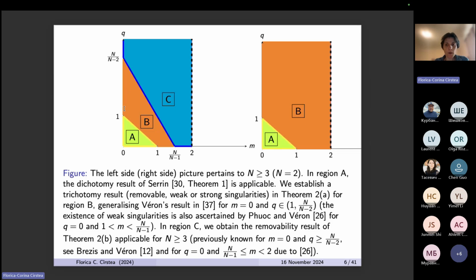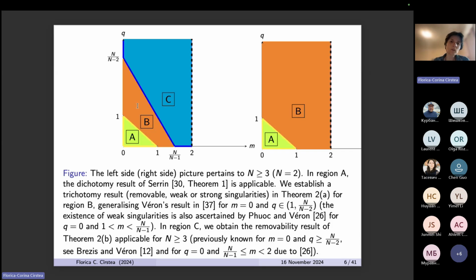If we look now at the orange region, what we do is establish a trichotomy result, removability or weak singularities or strong singularities, by generalizing Veron's result, which was in the case when m is 0 and q between 1 and n over n minus 2. So this is on the q-axis, known when q is between 1 and n over n minus 2, and m equals 0. And on the m-axis, with q equals 0, what was known is when m is between 1 and n over n minus 1. That was Fouque and Veron's result.